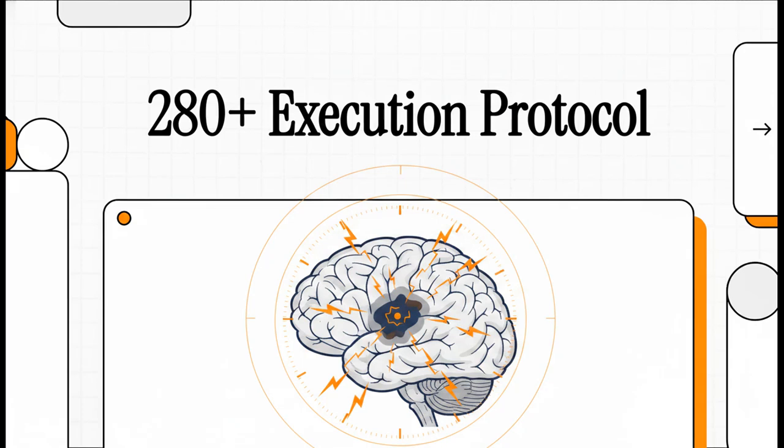Okay, let's jump right into this explainer. In a cerebral vascular crisis, you are literally losing 2 million neurons every single minute. Time is brain, right? So today, we're executing the 280+ execution protocol for stroke management. We're cutting out the fluff and focusing purely on high-yield clinical reflexes.